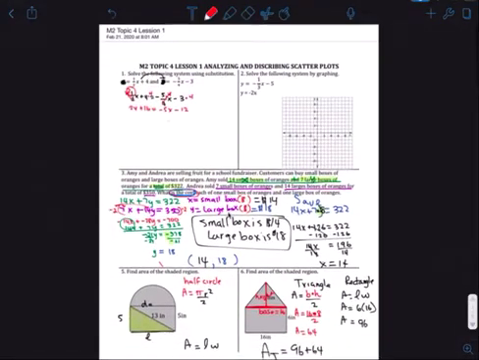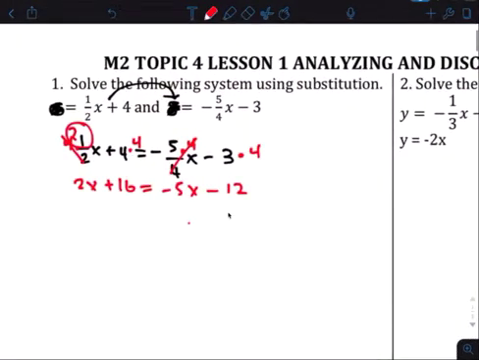Different classes I've done different things. In one class I did all of this, but in a lot of my classes I did not.